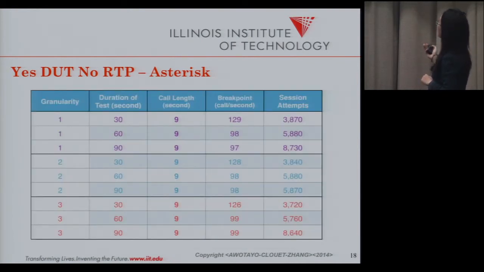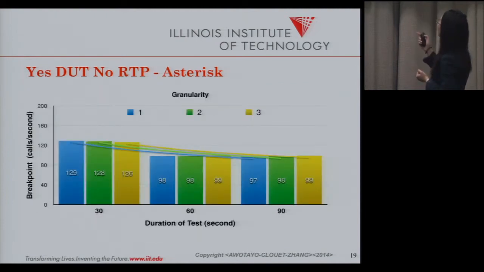And here is the table for comparison. And now it's the graph to describe the relation between the breakpoint and duration of test. No matter the granularity, yes, we got a lower breakpoint when we raised the duration of test, but you can see when the duration of test is 30 seconds and 90 seconds, we get a very close value of breakpoint.